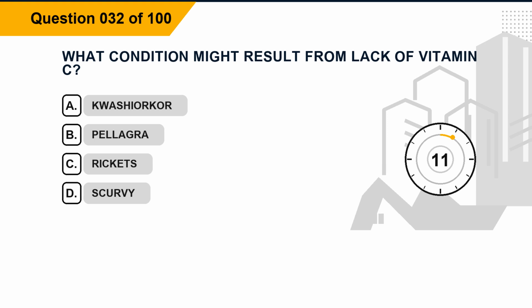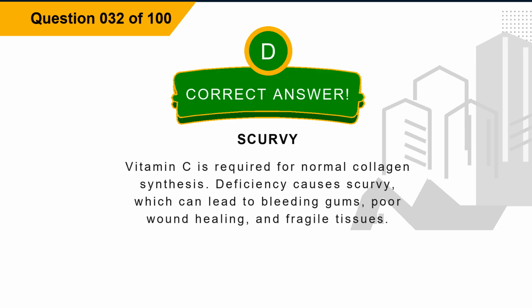Question 32. What condition might result from lack of vitamin C? Option A, kwashiorkor. Option B, pellagra. Option C, rickets. Option D, scurvy. The correct answer is option D, scurvy. Explanation. Vitamin C is required for normal collagen synthesis. Deficiency causes scurvy, which can lead to bleeding gums, poor wound healing, and fragile tissues.